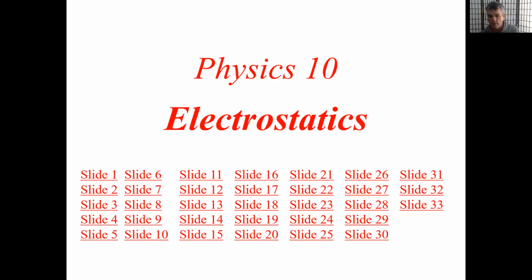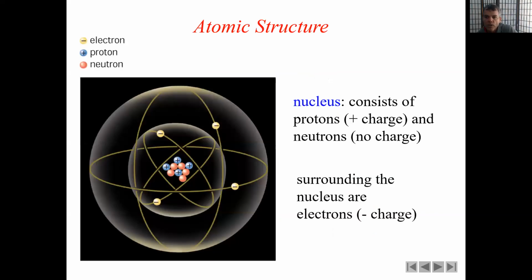Hey, it works. Okay, so just as a brief little recap, remember the atomic structure is basically our model of the atom. And again, this is not a realistic model. Atoms are mostly empty space, 99.99999999999% empty space. So our typical model is we've got a nucleus, which consists of protons, which are positively charged, neutrons, which have no charge, and surrounding the nucleus, we have electrons, which have a negative charge.